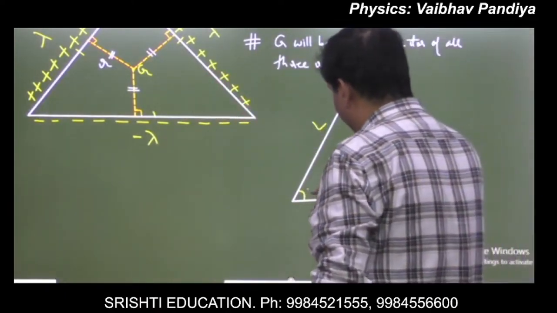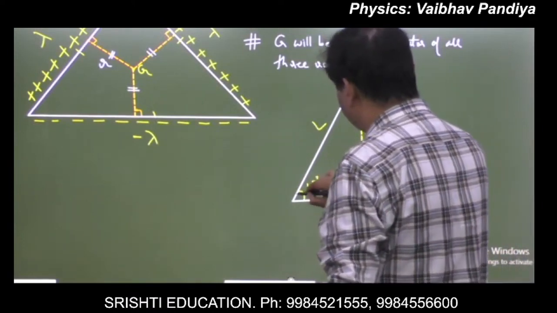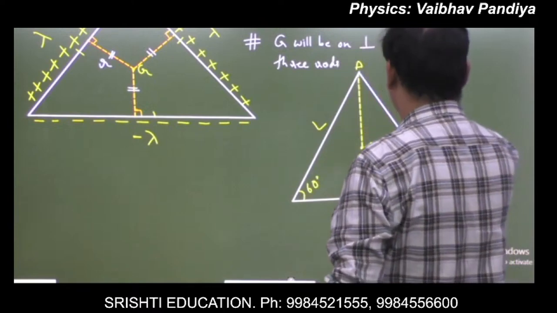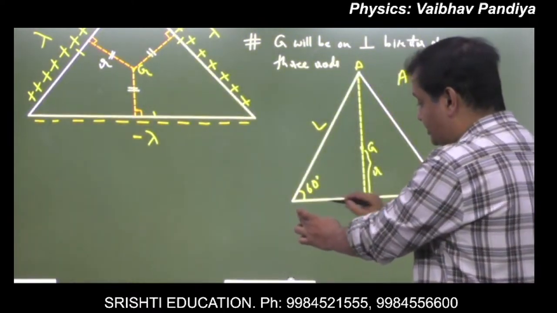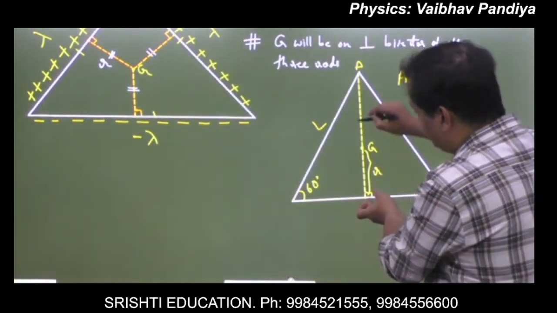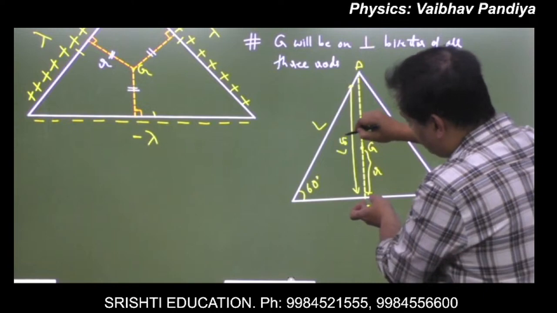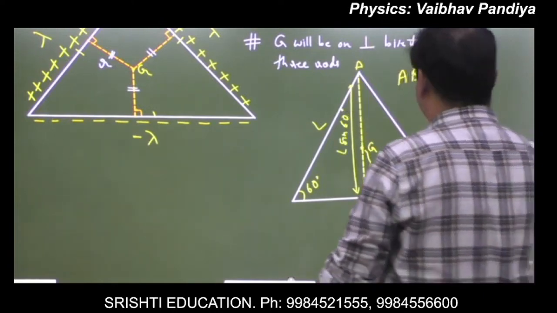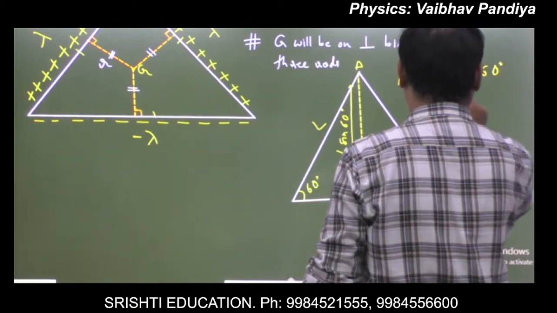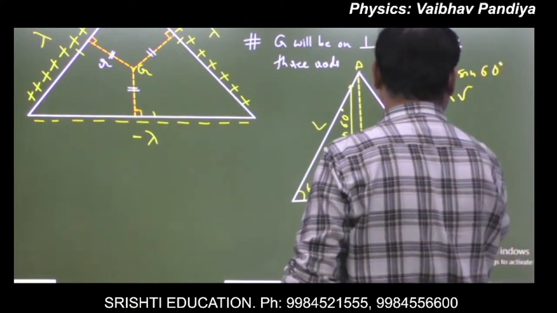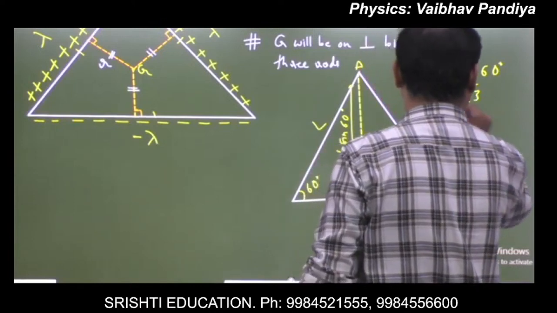So this angle will be 60 degrees. So AB will be the projection of L. So AB, now if you see this length, this will be L cos 60 degrees, and this will be L sin 60 degrees, correct? This is L sin of 60 degrees. So L sin 60 degrees, that is L root 3 by 2.